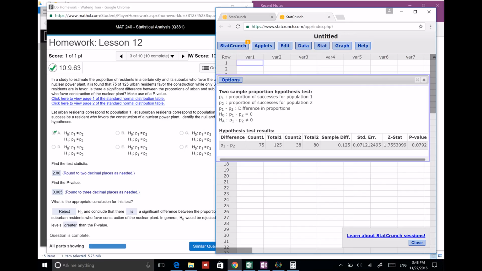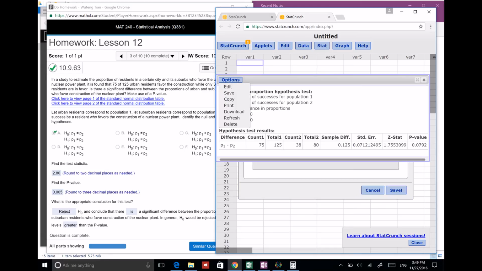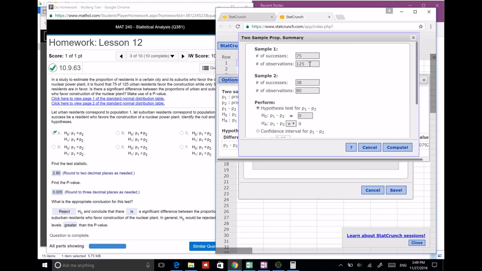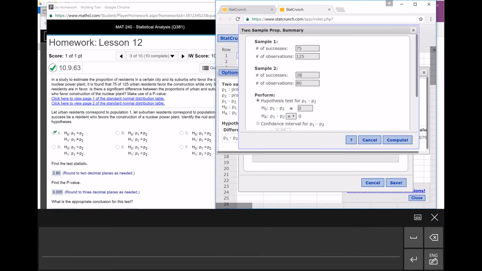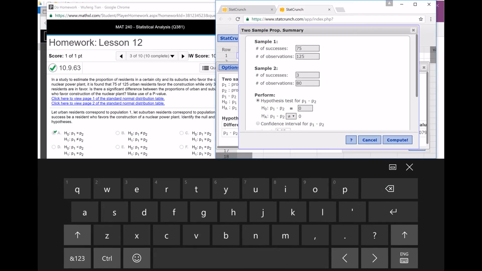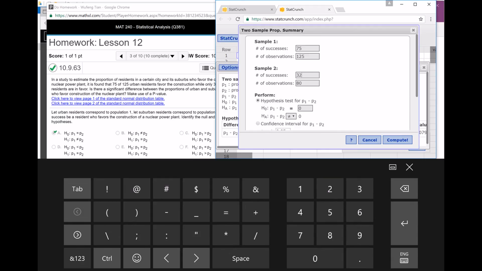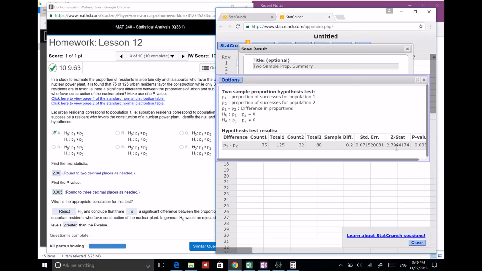You got a z-score. Wait, let me check it again. So proportion test, 75 out of 125, 38 out of 80, for P1 and P2. So compute. You got the z-score is 2.79, about 2.8.